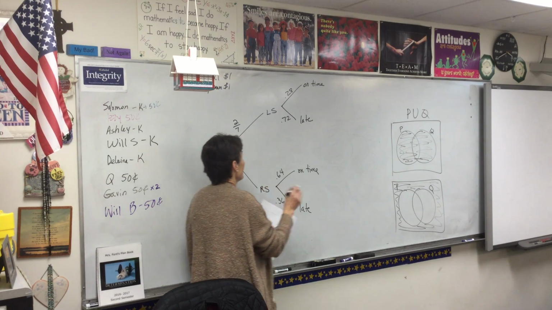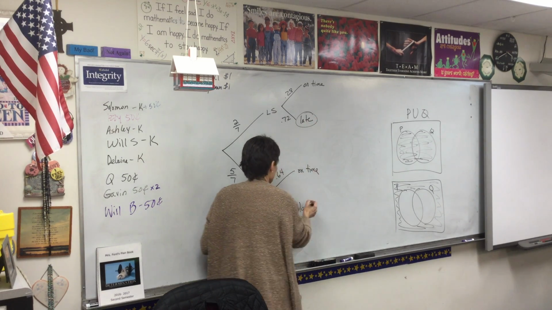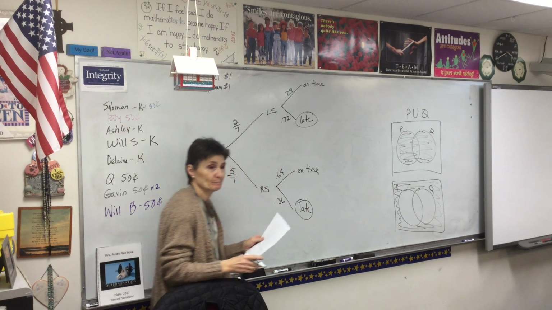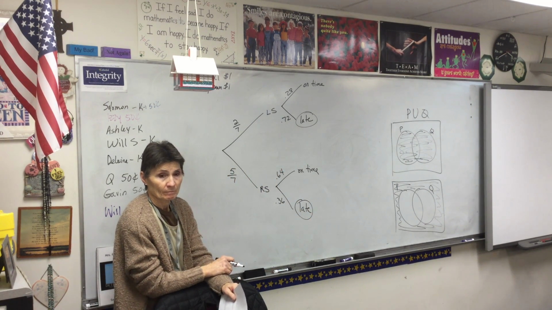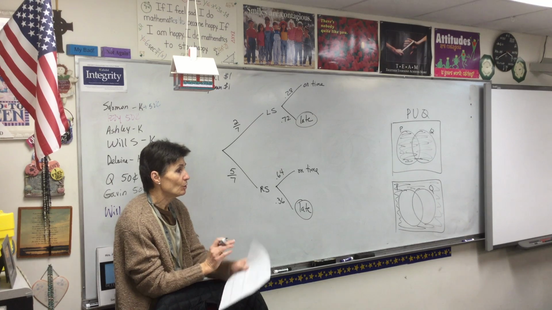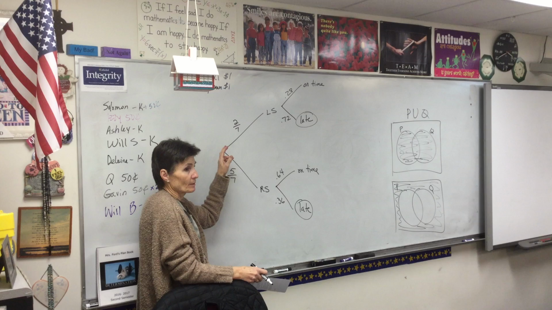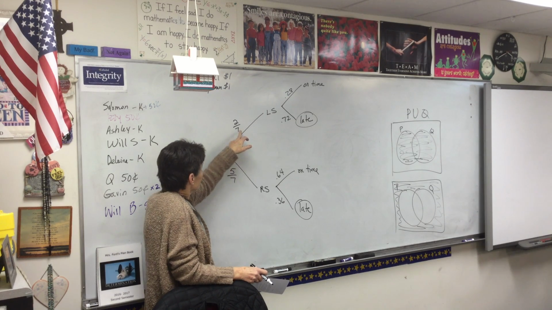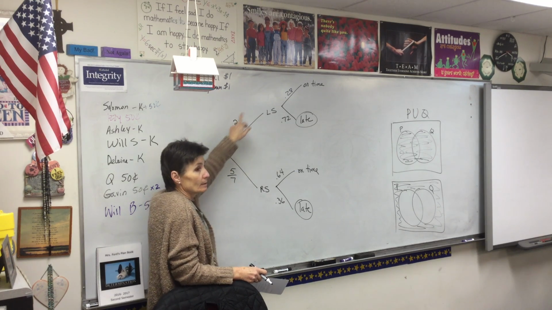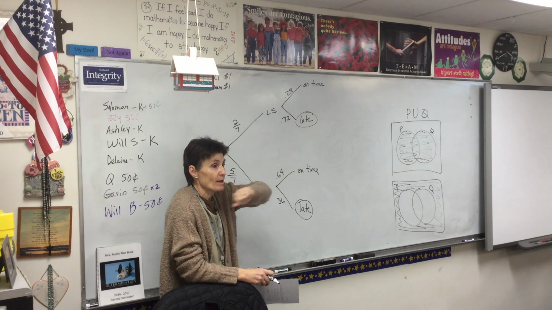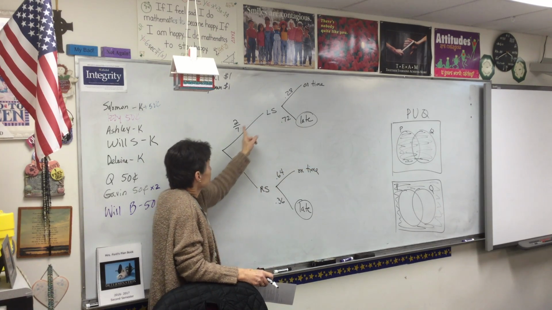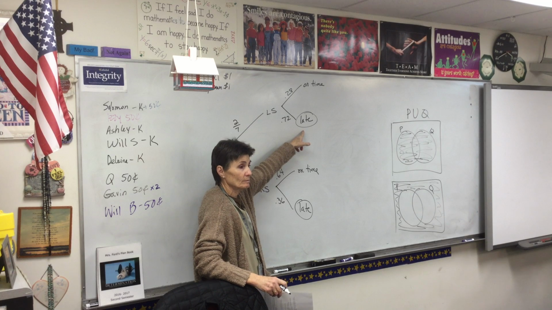Okay, what is the probability that he won't be on time? So won't be on time means we're looking for late, right? So who remembers what we do now? What do we do now? For the top, you multiply 2/7 times 0.72.